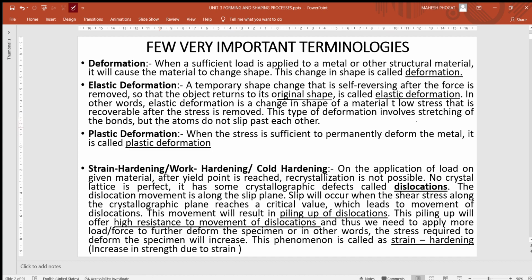The third one is plastic deformation. That means it will not come back to its original shape. That means it has deformed permanently. So when the stress is sufficient to permanently deform the metal, this is called plastic deformation. This is just a brief understanding of these three terminologies.